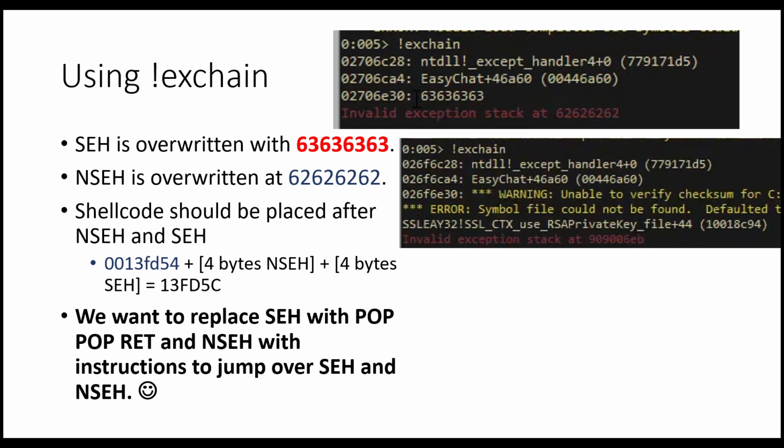So being familiar with exchain and using that in a WinDbg environment is going to be essential to knowing if you've compromised it and then refining it and developing it as part of the exploit process.